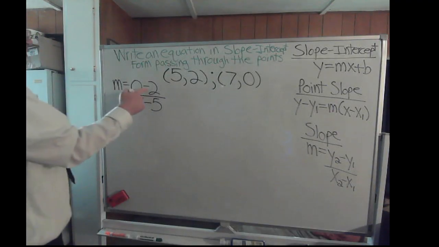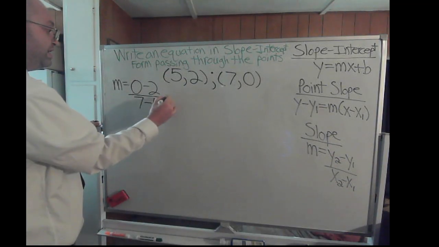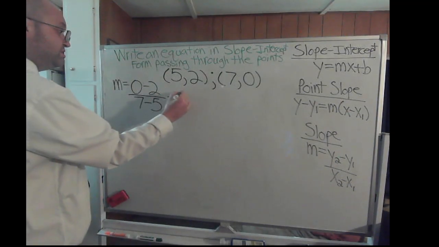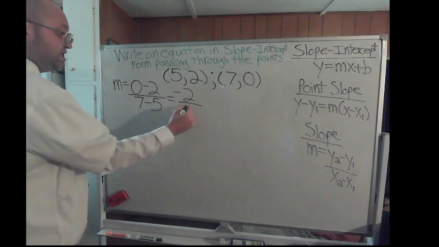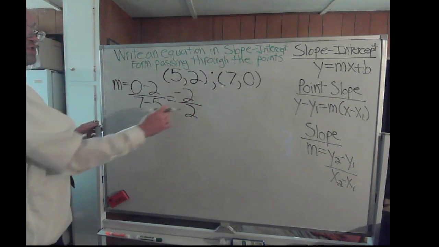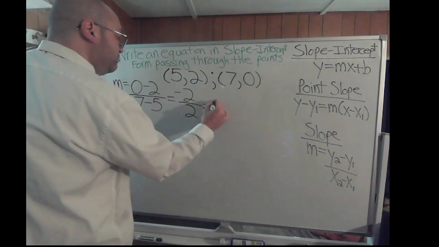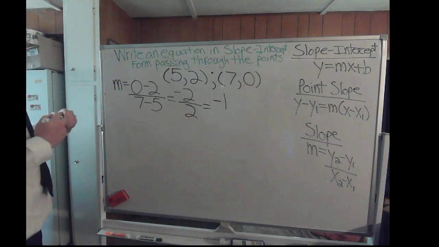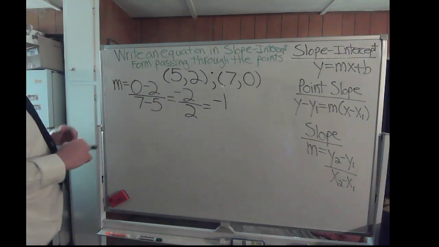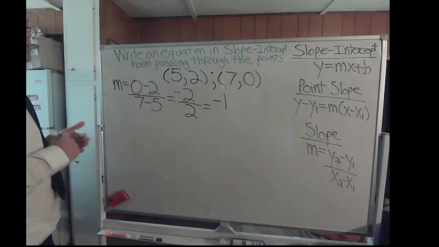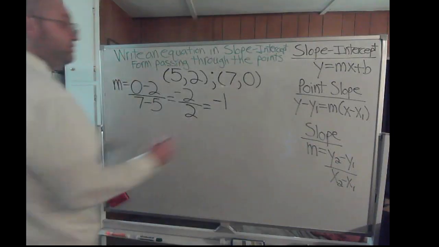So you have 0 minus 2 over 7 minus 5. Well, 0 minus 2 turns out to be -2. 7 minus 5 turns out to be +2. -2 divided by 2 is -1. So the slope of this particular line is going to be -1. Now that we've identified the slope, you can go ahead and proceed to point slope form.